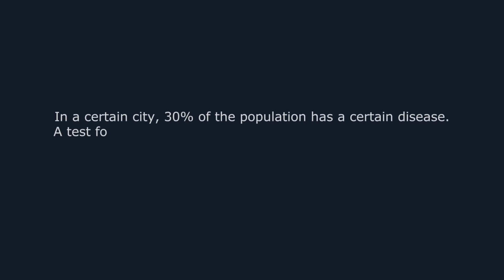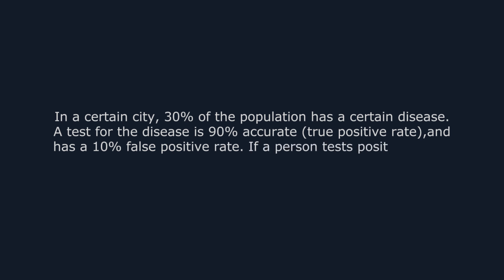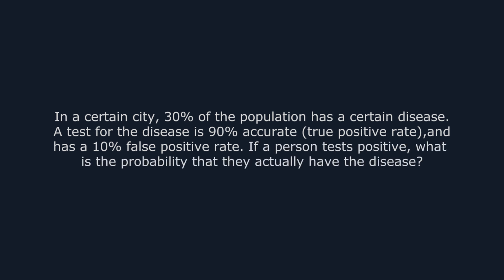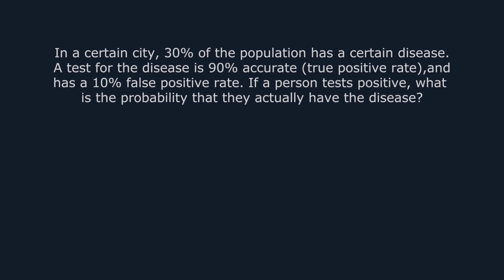In a certain city, 30% of the population has a certain disease. A test for the disease is 90% accurate, true positive rate, and has a 10% false positive rate. If a person tests positive, what is the probability that they actually have the disease? We'll use Bayes' theorem again to solve this. And just like before, let's break down the variables to make things easier to follow.